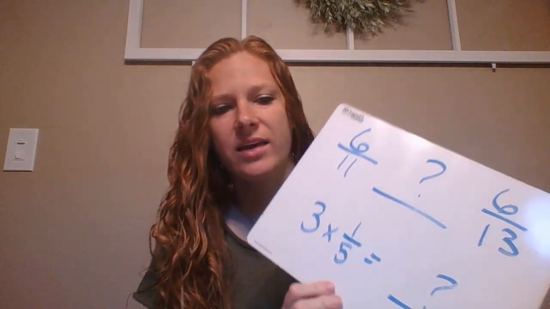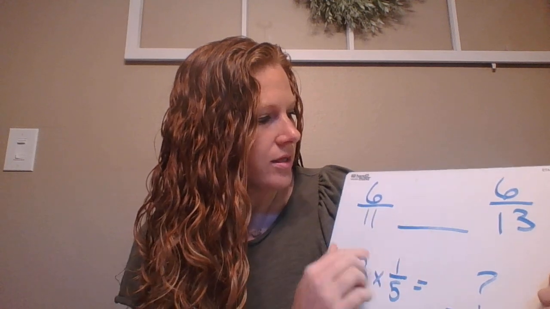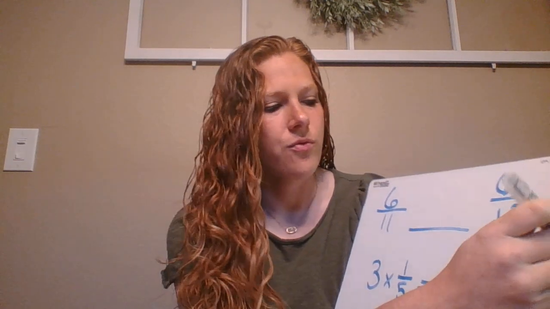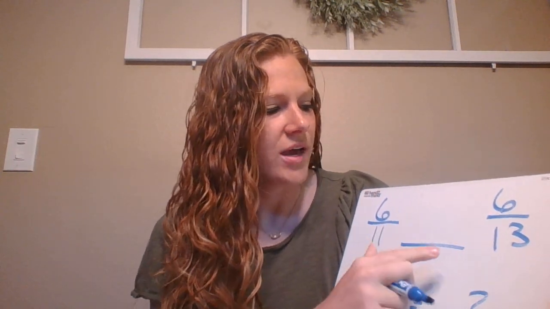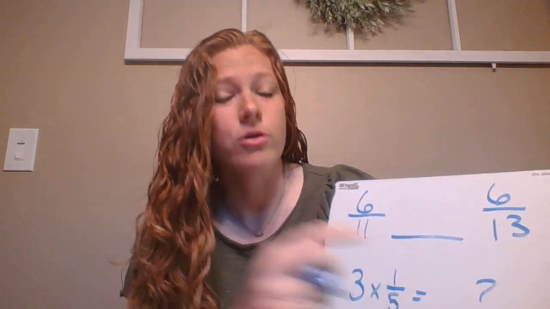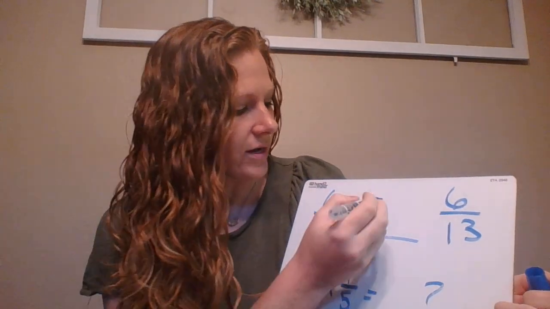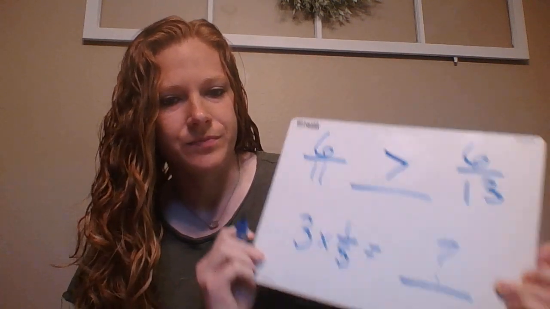I want to get started by first going over the extra questions that I gave you yesterday. The first question was comparing the fractions 6/11ths and 6/13ths. If you remember, I said if the numbers are the same on top, whichever number is smaller on bottom is actually the bigger fraction. So 6/11ths is the bigger fraction.